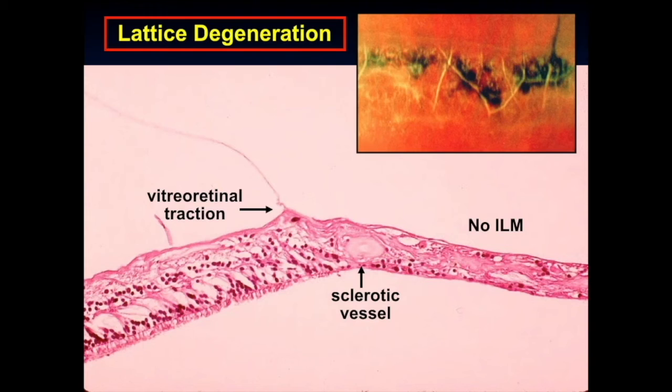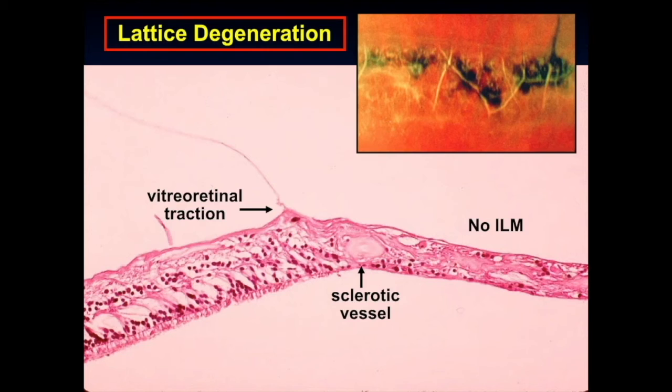Now, lattice retinal degeneration is a setup for retinal detachment because we see vitreoretinal traction at the margin of an area of atrophic retina. The area of atrophic retina may have sclerotic vessels responsible for the name lattice. This case actually has some RPE proliferation as well.